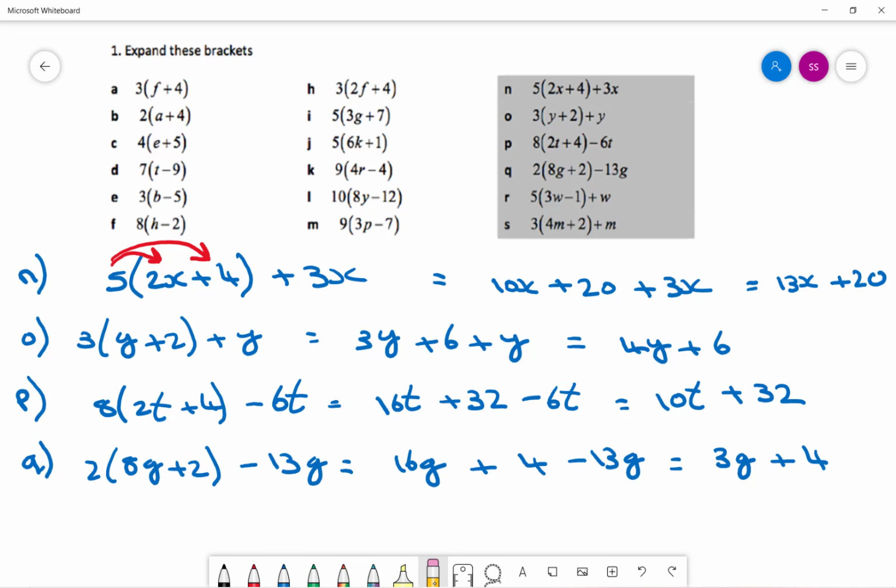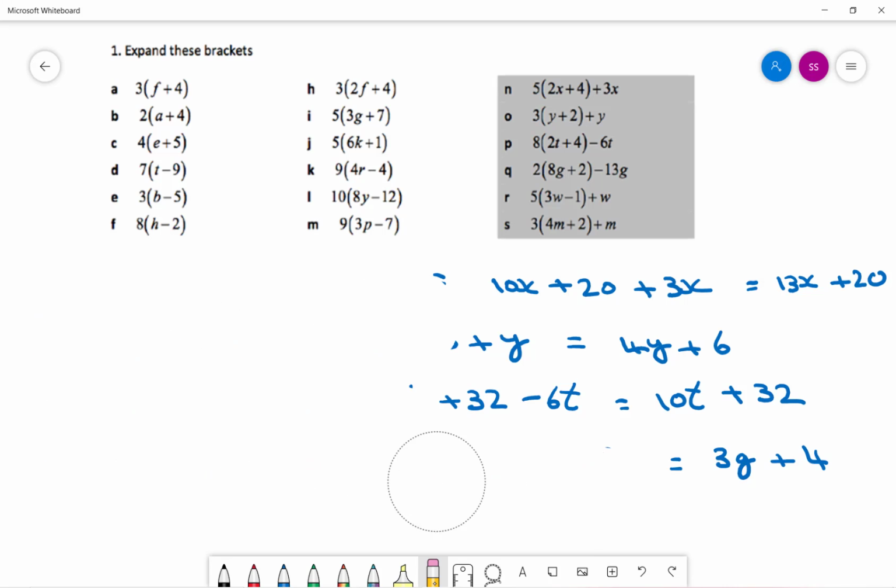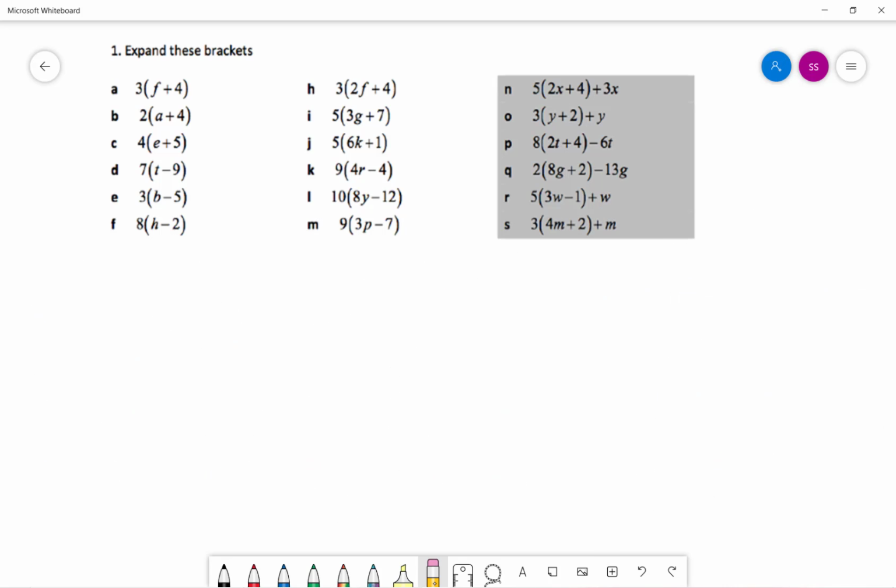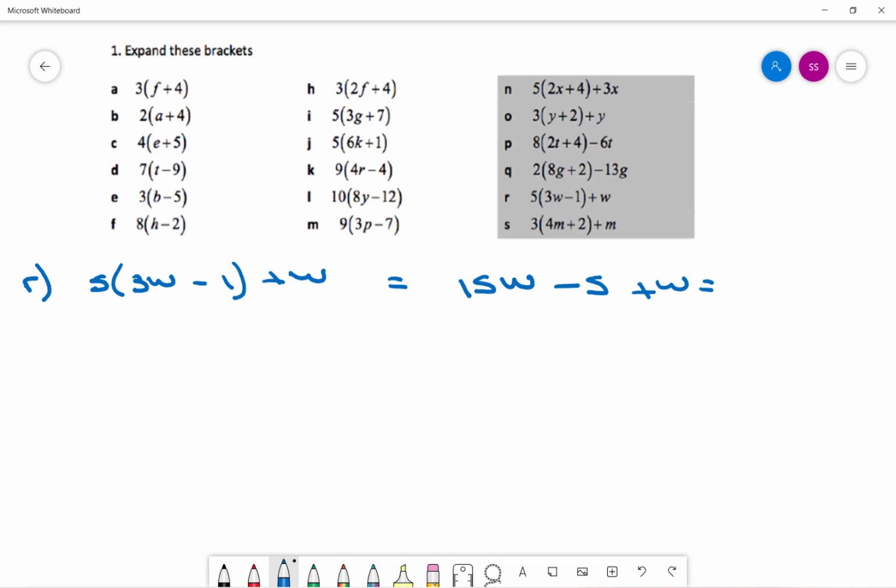Okay, let's quickly do the last two. So for question R, 5, 3w minus 1 plus w. Expand it out. 3 5s are 15w. 5 times 1 is 5, but it's a minus 5 plus our w. And now we can group our like terms. 15w plus w is 16w minus our 5. So there's our answer for R.